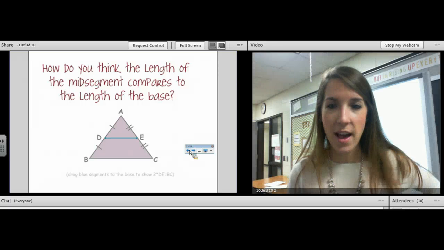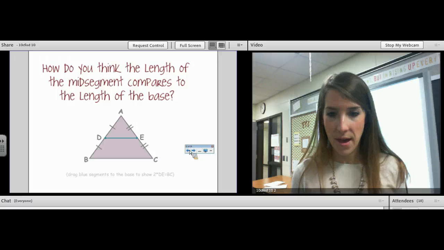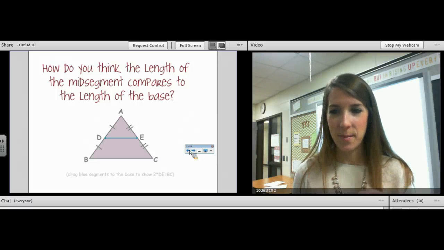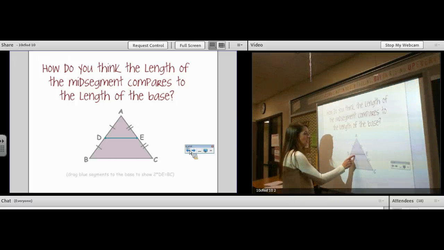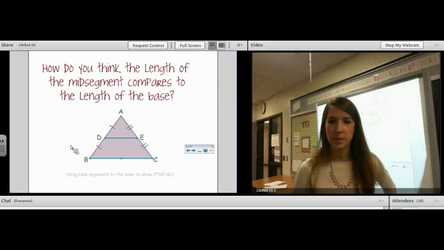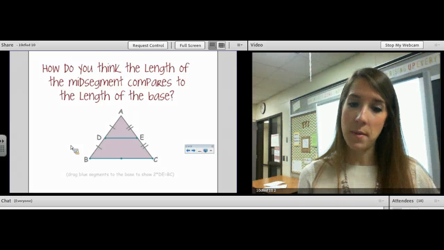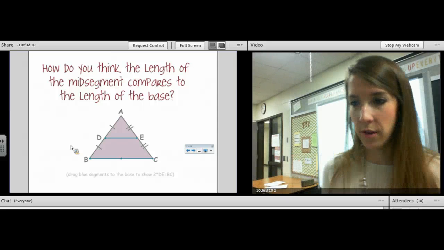Okay, bye. How do you think the length of the midsegment compares to the length of the base? And you can see in light gray at the bottom that it already has the answer. But it's pretty cool. A midsegment is exactly half of the base. So Yeji was right. The midsegment is half the length of the base. The base is double the midsegment. The midsegment is half of the base. Half and double are their relationships.